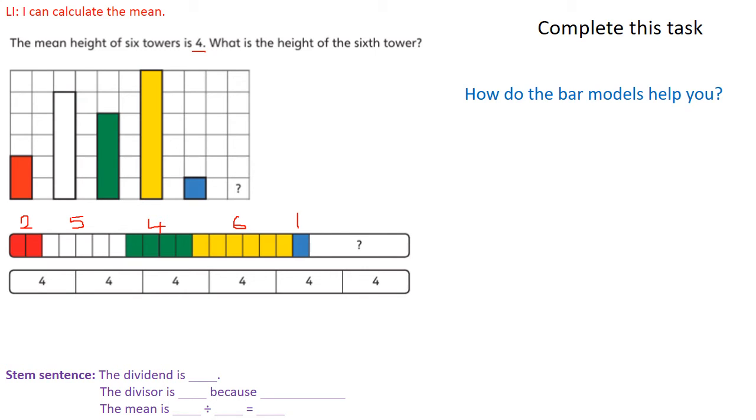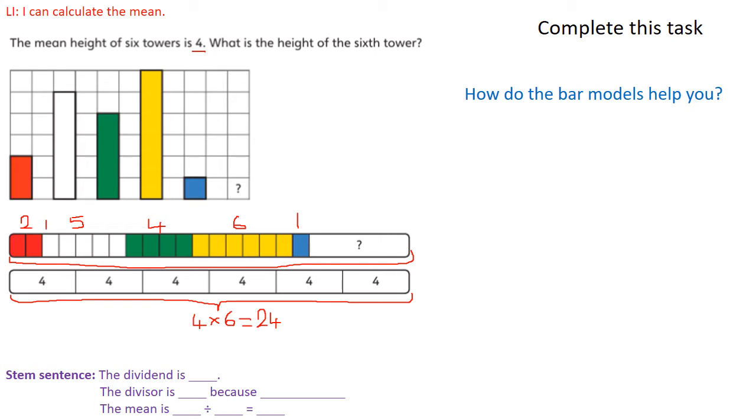So first thing we need to do is find out this length. So that's 1, 2, 3, 4, 5, 6, because we're going to have 6 towers. So 4 times 6. I hope you're all shouting at the computer now, telling me the answer. 4 times 6 is 24. So we know the whole length from here right the way to here is 24.